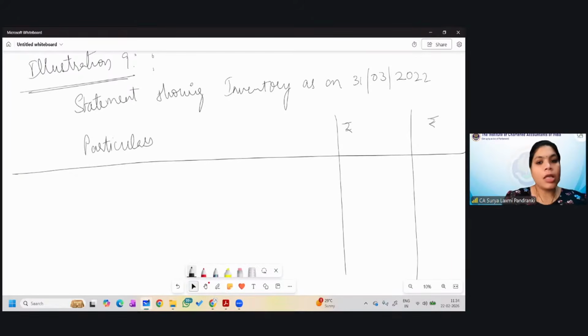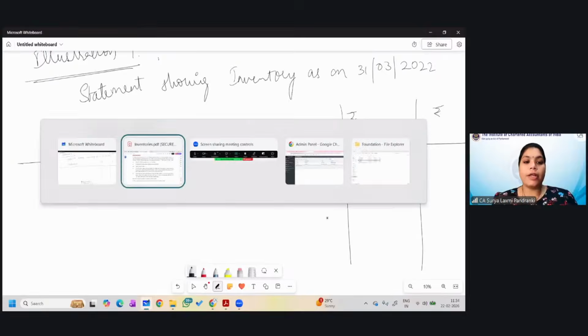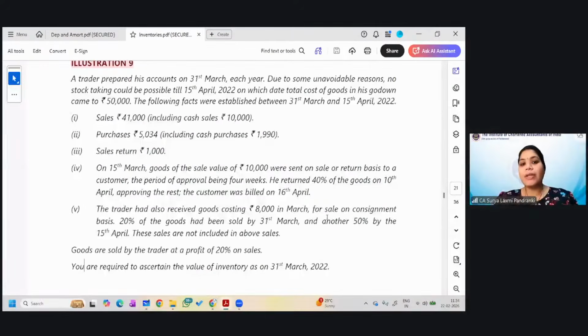So what is the first item that we have to take? Our base here to start with is the stock taking value. Whatever date we have done the stock taking, that will be my base. And then I will start from there, adding and subtracting a few items to calculate what the inventory is as on the 31st March.